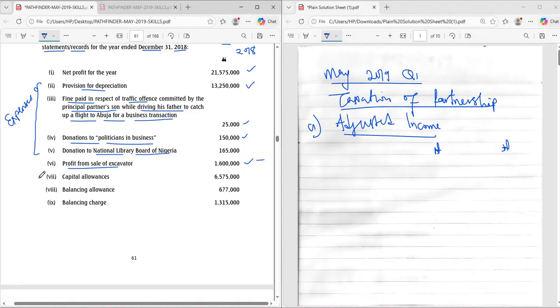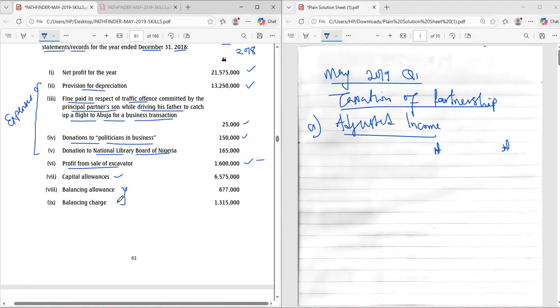Capital allowance, depreciation. And then we have balancing allowance and balancing charge. By now, you should know what balancing allowance is and what balancing charge is when we are doing capital allowance. Both of them together are known as balancing adjustments. So what is balancing allowance and what is balancing charge?